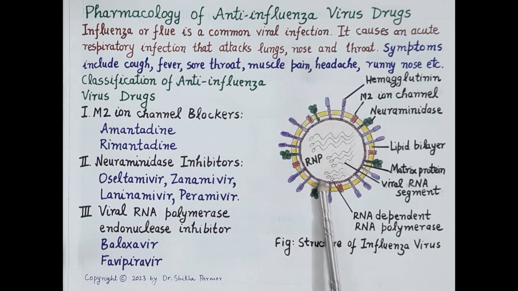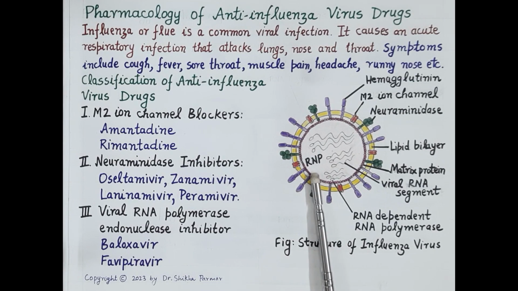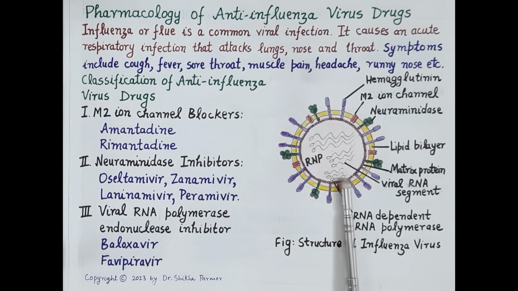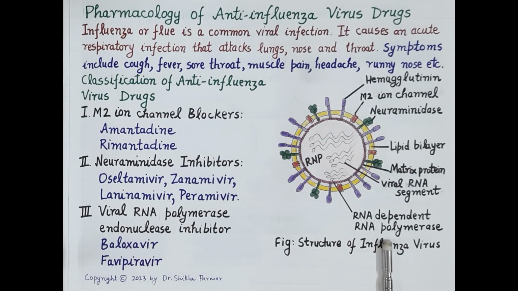Now, inside the virus particle is present a ribonucleoprotein, in short RNP complex. Now, this complex consists of viral RNA segments and nuclear proteins. Now, each viral RNA segment is bound by a RNA-dependent RNA polymerase. Now, this RNA-dependent RNA polymerase is required and it is very essential for viral replication. That means for the multiplication of RNA virus.